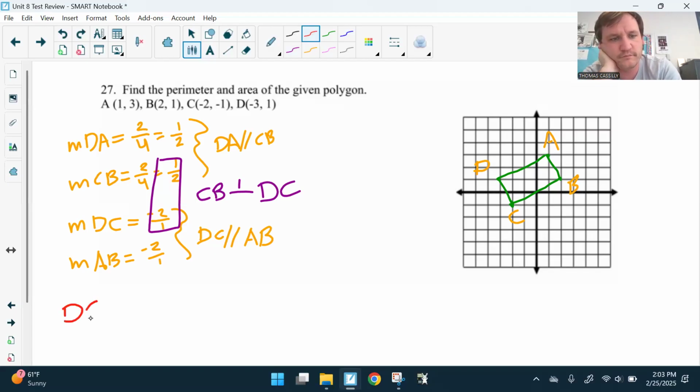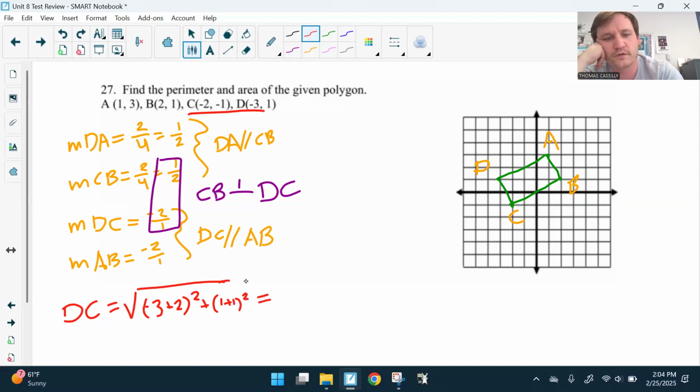DC is the square root of, I'm going to use points D and C here, -3 plus 2. I'm taking a shortcut here. This video is getting a little long. At -3 plus 2 squared, and then we're going to have 1 plus 1 squared. Let's see. That's going to be -1 squared is 1. 2 squared is 4, so this is the square root of 5. So I know DC is the square root of 5. Therefore, I know AB is also the square root of 5, because the opposite sides are congruent.